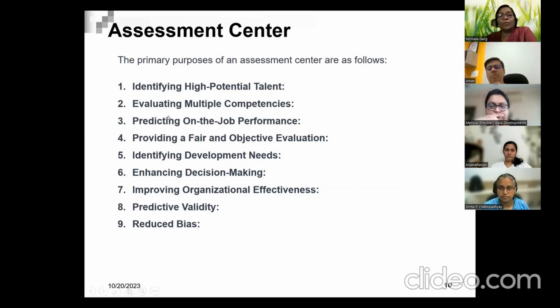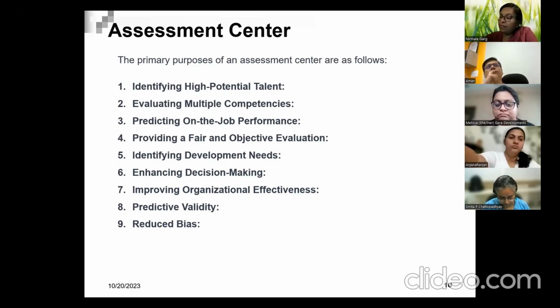So probably I can give you identifying. Yes, ma'am, Priya, just yes. I'll just share an experience here. The purposes are already mentioned.